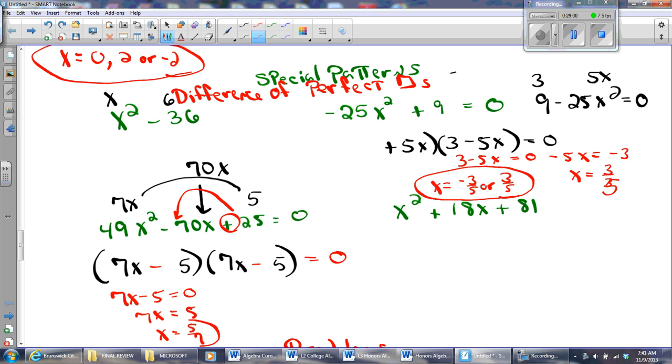5/7 will be the answer. All right, this one here is also a perfect square trinomial. It's not a solving problem, so I just have to factor it.